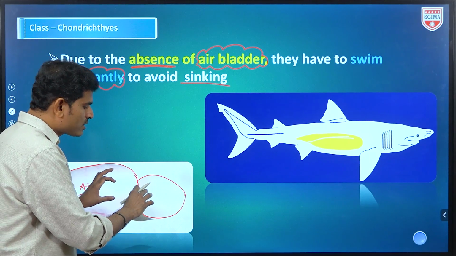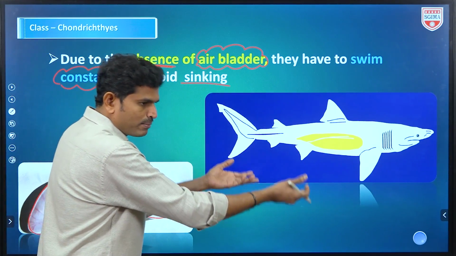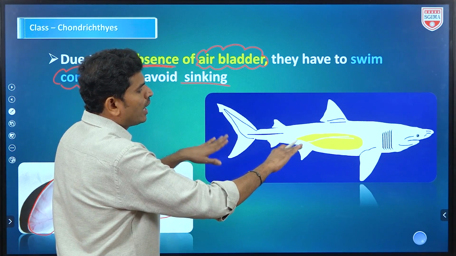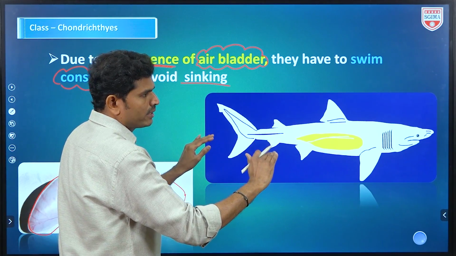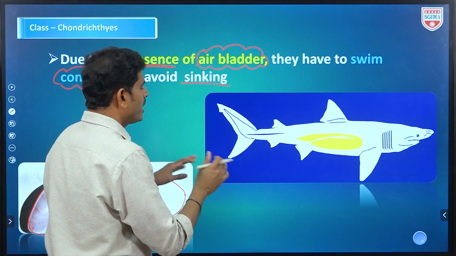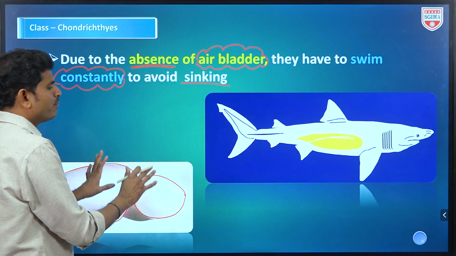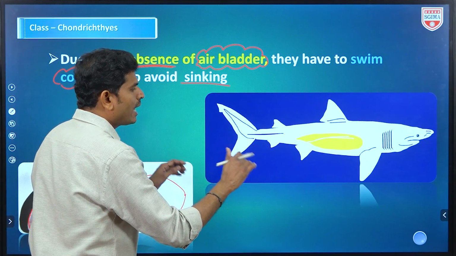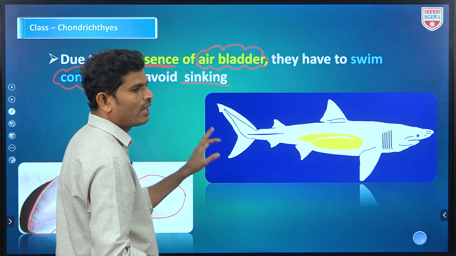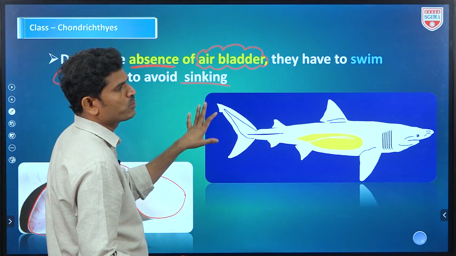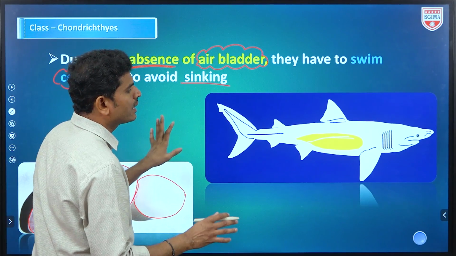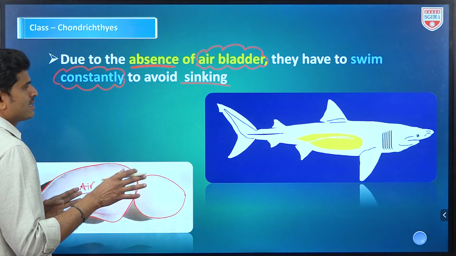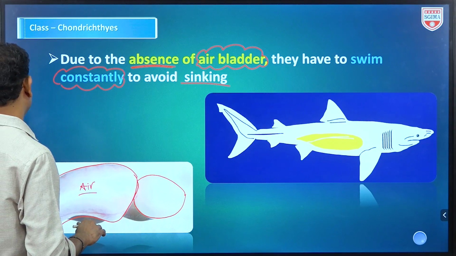If the swim bladder is present in the organism's body, then they maintain their location. There is no need for much swimming. They will maintain the buoyancy. That is the main function of the swim bladder, maintaining buoyancy. In these organisms the swim bladder is absent. That's why they have to swim continuously for hours. Once they stop swimming, they slowly sink into the deep water, to the bottom. Okay, so to avoid this sinking, they have to swim continuously.